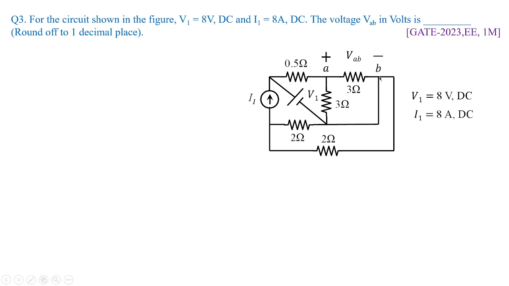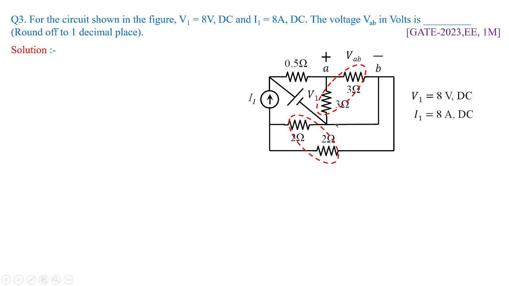Also, point B is shorted till this point, and another branch has 2 ohms, which is connected in parallel with again 2 ohms. So this 3 and 3 are in parallel, and again these 2 are in parallel. So let me calculate the parallel combination of these two resistors. That is 3 into 3 divided by 3 plus 3, which gives 1.5. Again, 2 into 2 divided by 2 plus 2 gives 1.